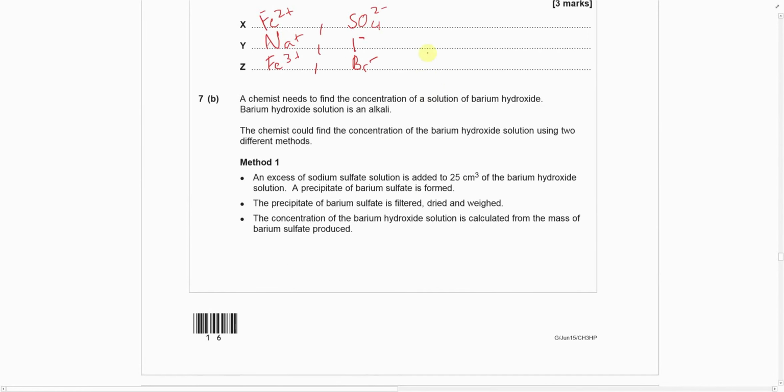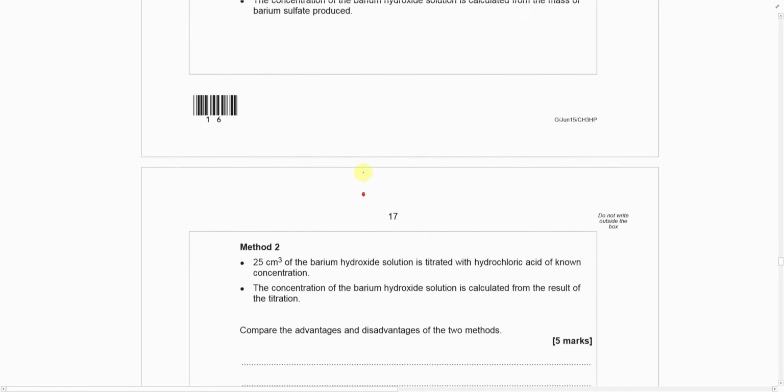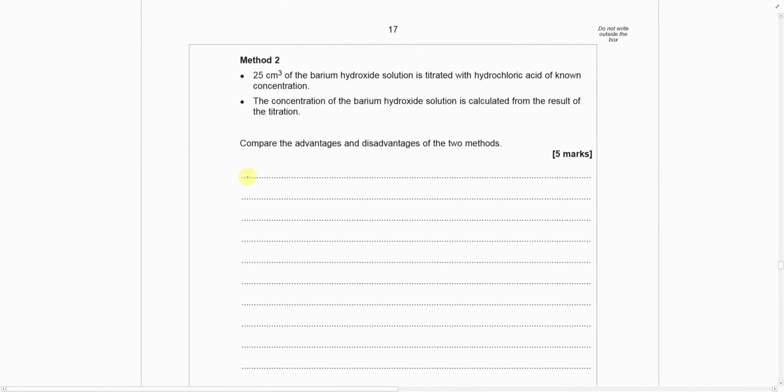So, a chemist needs to find the concentration of a solution of barium hydroxide. Barium hydroxide solution is an alkali. The chemist could find the concentration of barium hydroxide using two methods. So, method 1, 25 centimetres cubed. Precipitate is formed. The precipitate is then filtered, dried, and weighed. The concentration of the barium hydroxide is calculated from the mass of the barium sulfate produced. Right, we'll talk about that one first, and then we'll look at method 2.